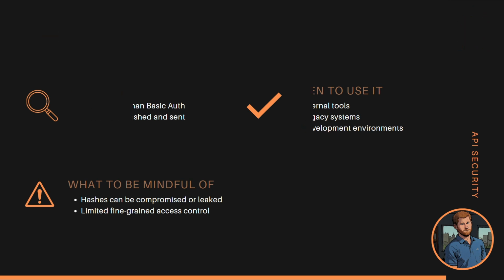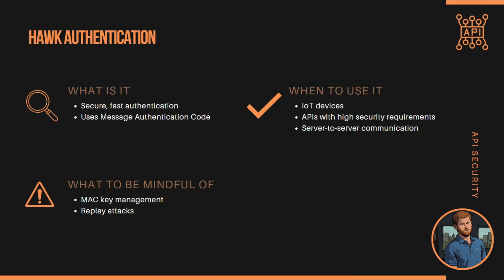So, what about Hawk authentication? Hawk authentication is secure, it's super fast, it's fantastic for use with APIs and seen a lot in Internet of Things, IoT devices, and uses something called MAC, so Message Authentication Code, for authentication. People use it because of its speed and its highly secure nature. It often finds itself in high security server-to-server and IoT authentication use cases. Things to be wary of: you will need a way to manage your MAC keys securely, and you need to be wary of replay attacks.